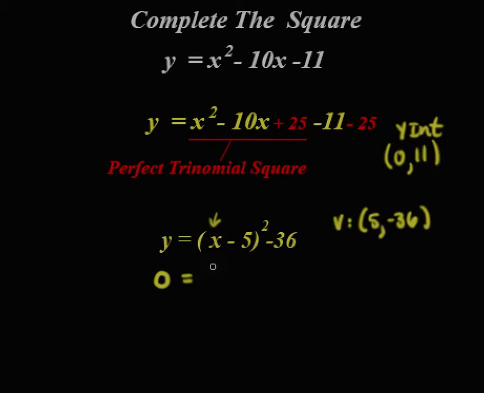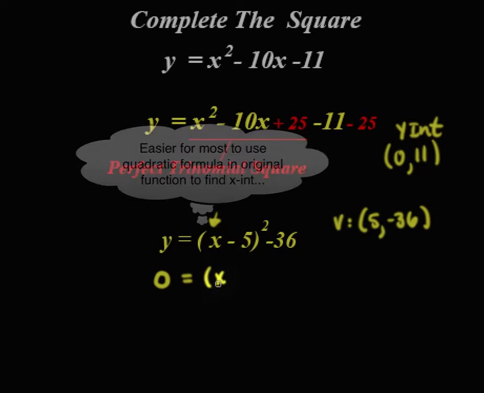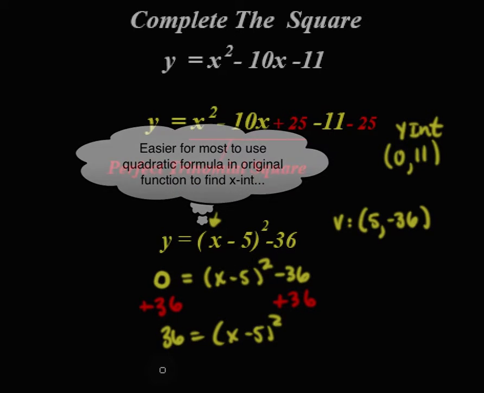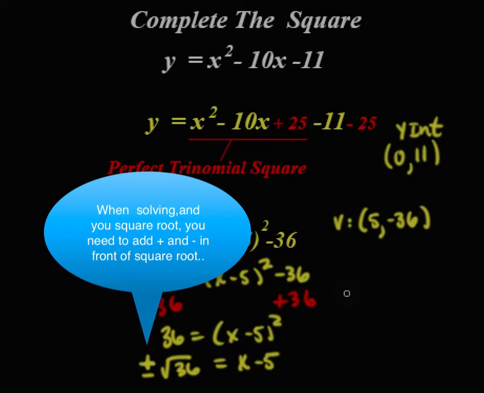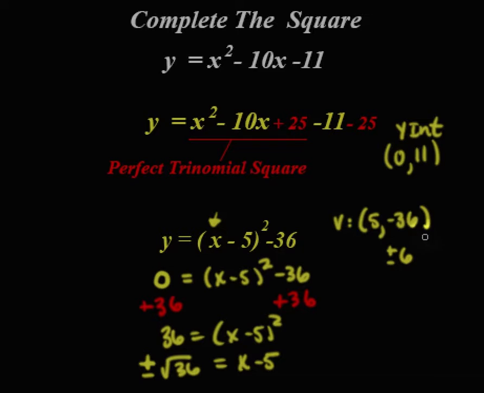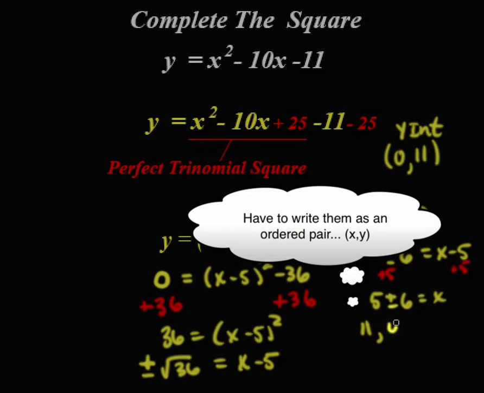But if we are looking for our x-intercept, we set y equal to 0. It's always the opposite for intercepts. And when we're doing so, what ends up happening is we add the 36 to both sides. And we get 36 equals x minus 5 squared. And then we square root both sides. Don't forget the plus or minus on the side that you take the square root of the number. And then we know the square root of 36 is 6. So then we add 5 to both sides. And when we do so, we get 5 plus or minus 6 is x. So we get 11, 0. And 5 minus 6 is -1, 0 are your x-intercepts.